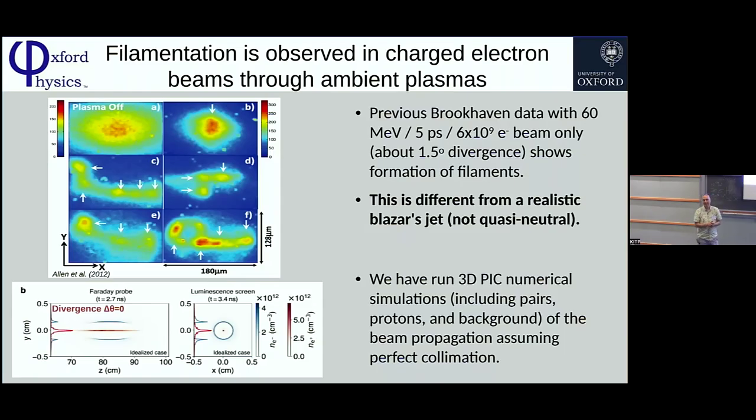Even a very small transverse temperature is sufficient to make whatever electromagnetic instabilities you are considering completely dissipate, and not grow fast enough.